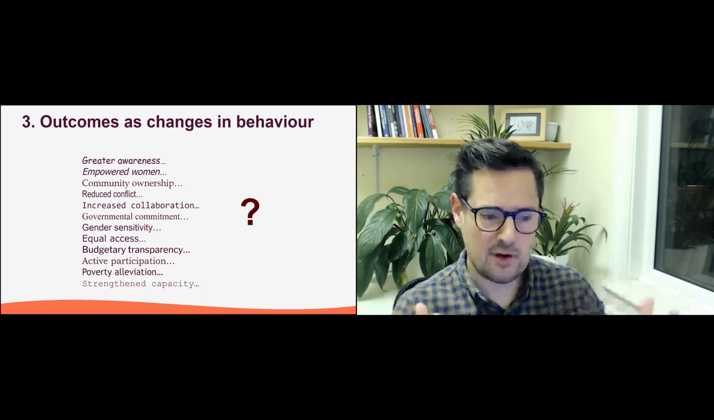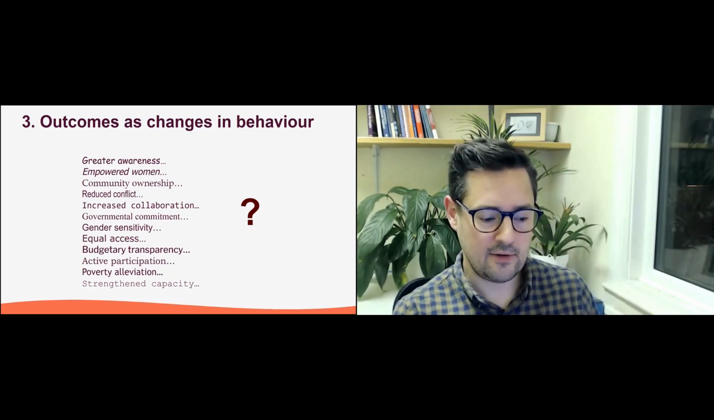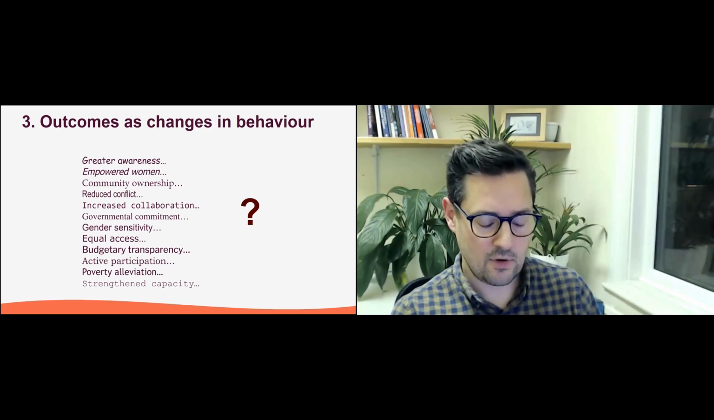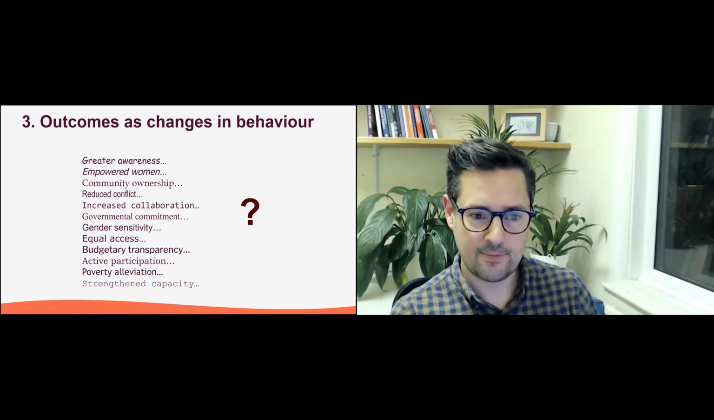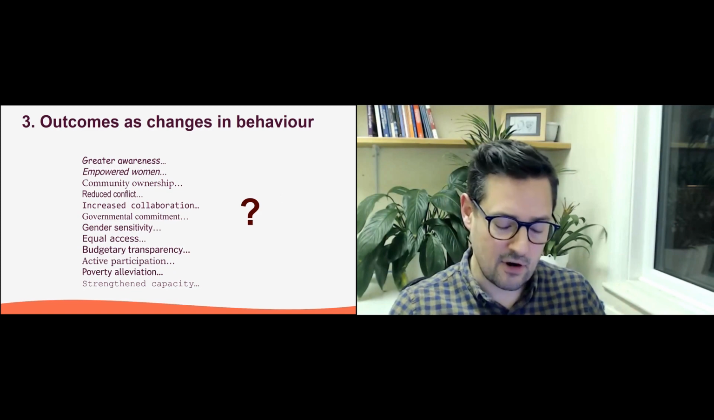I wouldn't know unless we break that down into something that we would see. So what would we see if an organization was offering equal access? They would start to do things differently. So we can start to describe that.